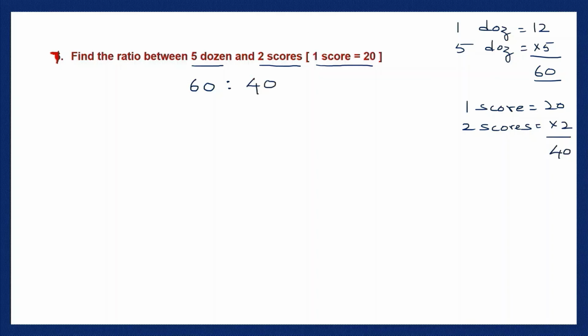Now let's find the ratio of these two numbers. First step, we write it as a fraction, 60 by 40. Then we reduce it to the lowest term. Let's cancel the zeros. Now let's divide 6 and 4 both by 2. So here what do I get? 2 3s are 6 and 2 2s are 4. So I have my fraction as 3 by 2. So my ratio will be 3:2. So the ratio between 5 dozen and 2 scores is 3:2.